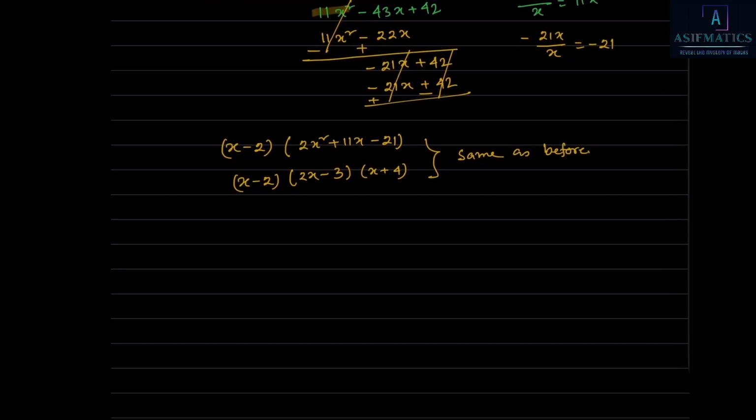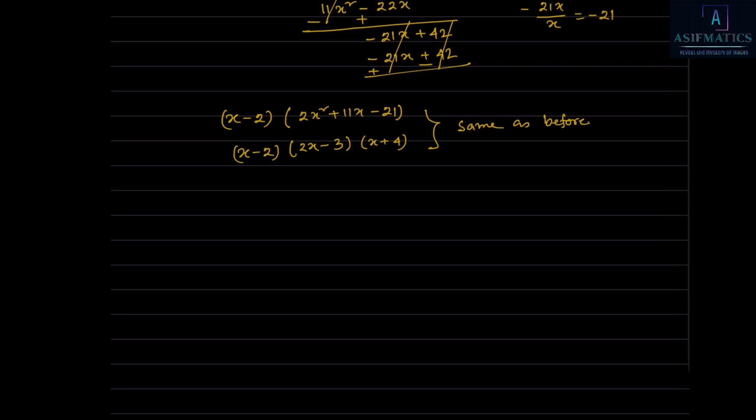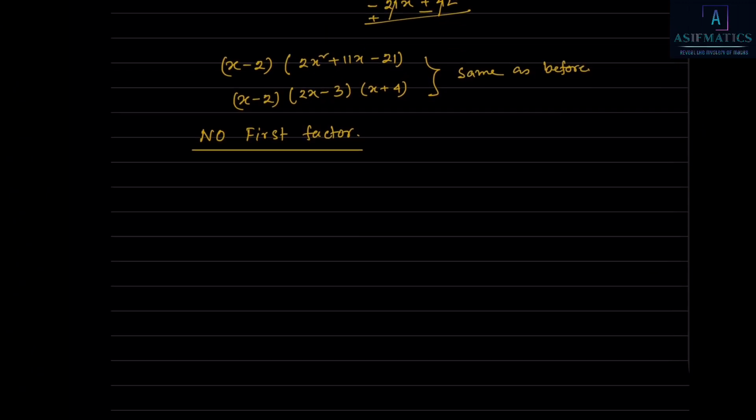Now there is another thing: if there is no factor given, so the first factor is not given, in that case what will we do? If there is no first factor, that means you cannot use the coefficient equating method or long division, because for long division you need at least one factor. So how to solve it?